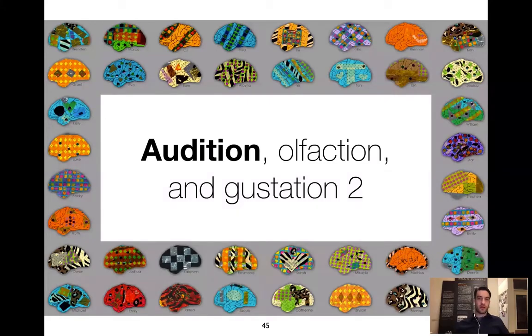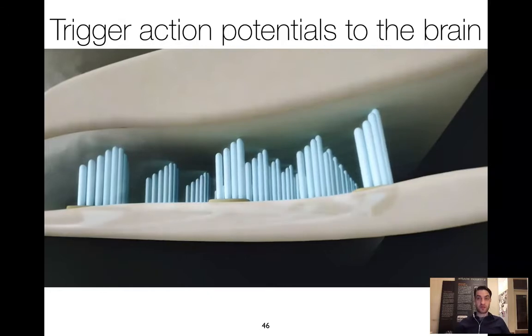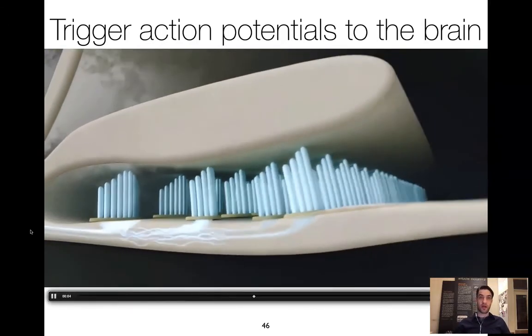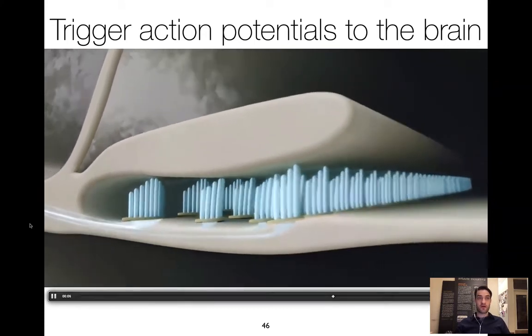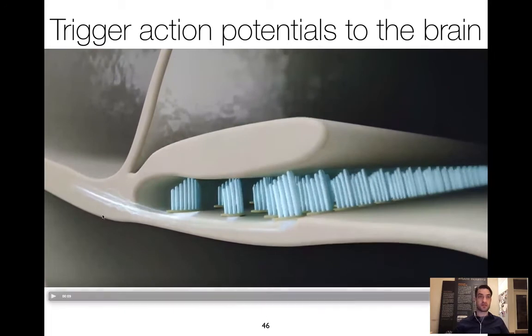All right, so now I want us to go to the next stage of information processing in the auditory system. We talked about how there are these hair cells, and how they have this tonotopic selectivity, and how when they bend, they trigger these action potentials that get sent down the auditory nerve and into the brain, okay? So what we're going to focus on now is this movement from the cochlea and primary sensory processing down the auditory nerve and into the brain.